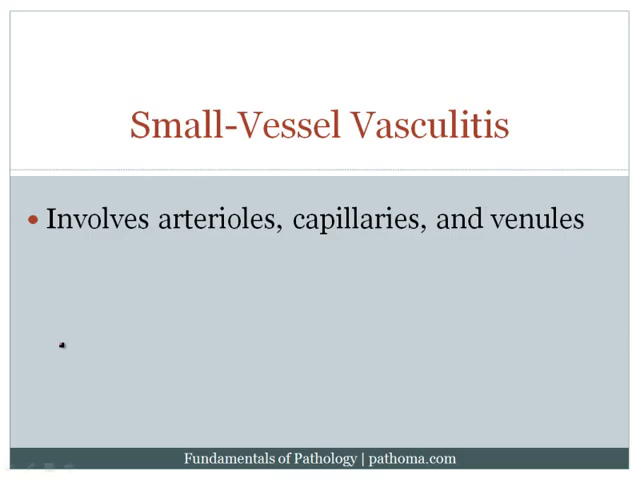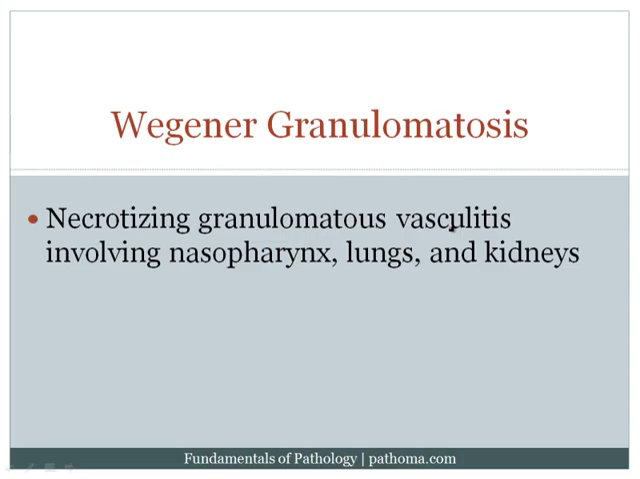The last group of vasculitides is going to be the small vessel vasculitis, and this is going to involve small vessels, such as arterioles, capillaries, and venules. Now, the first disorder that we want to talk about is called Wegener granulomatosis. And this is a necrotizing granulomatous vasculitis that involves the nasopharynx, lungs, and kidneys. Once you understand the distribution, you're pretty much done with this disease.